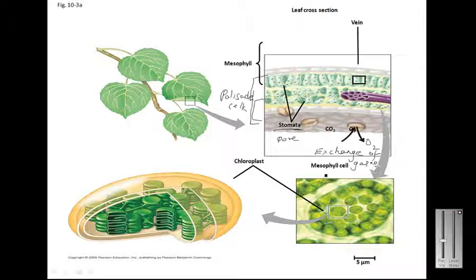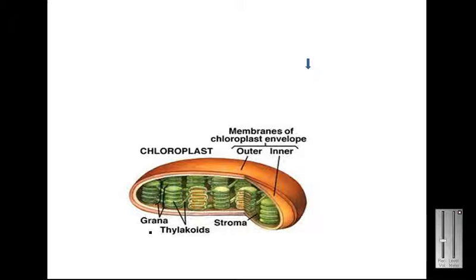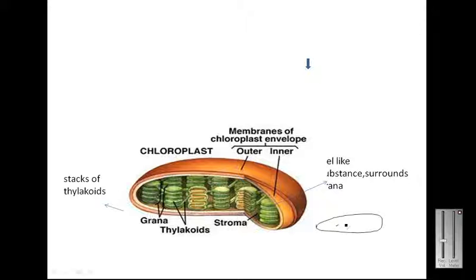Now we can see mesophyll cell having chloroplast. This is one chloroplast you can see. Let us talk about the structure of the chloroplast. It has got many regions. The ground substance of the chloroplast, we call it stroma.